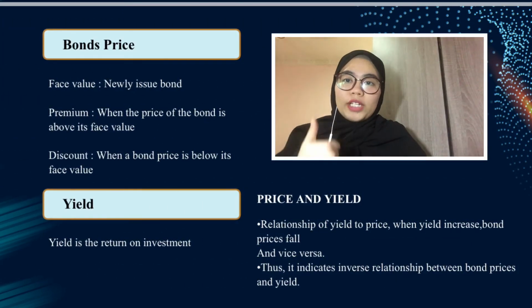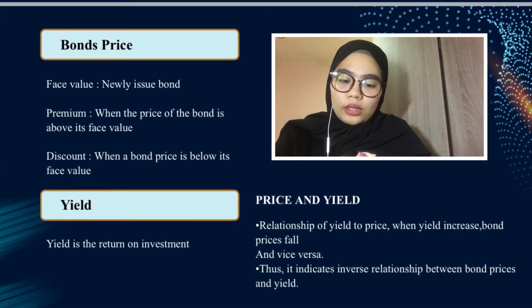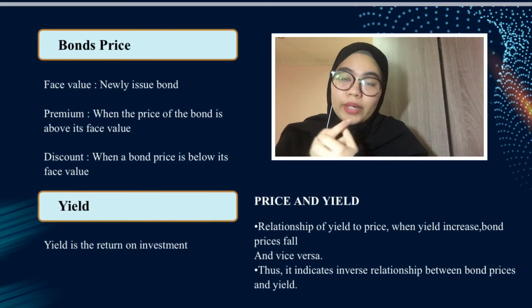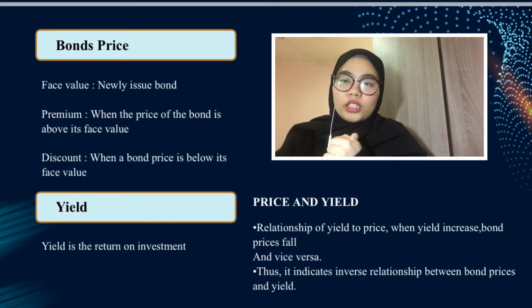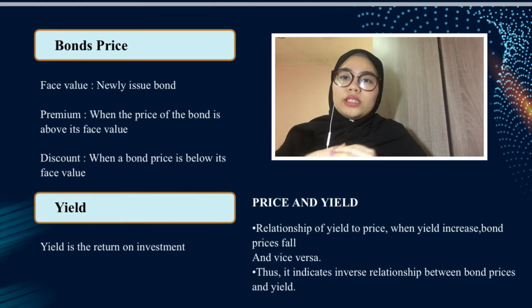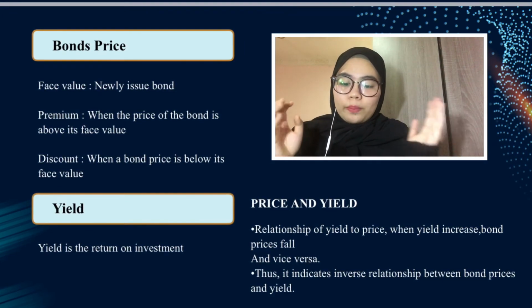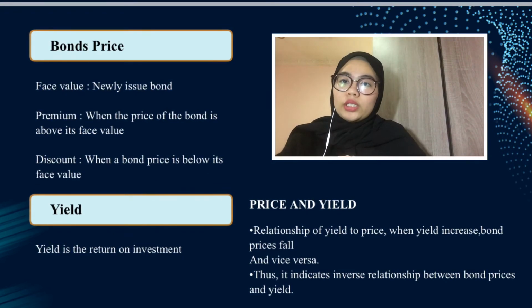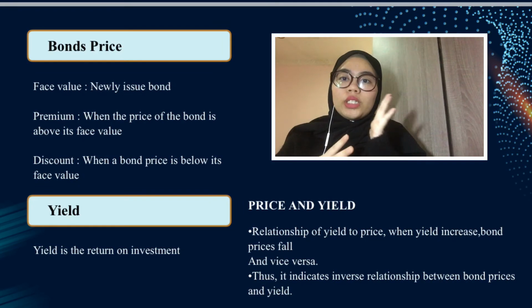Next is bond price and yield. Bond price can be at face value, premium, or discount. Yield is the return on investment of that bond, and there is a relationship between price and yield: when price increases, yield automatically decreases, and when yield increases, bond price will decrease.